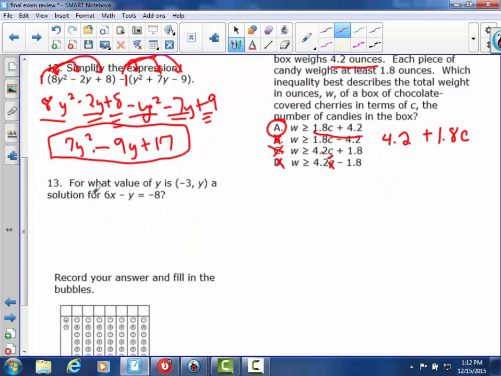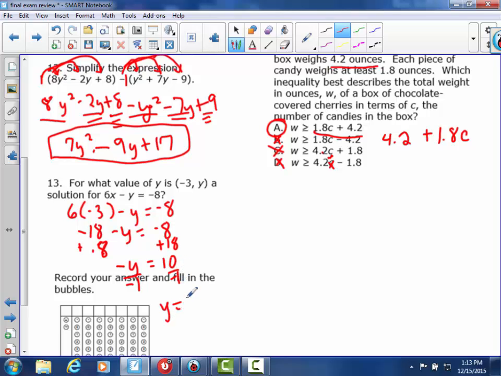Number 13. For what value of y is (-3, y) a solution for 6x minus y equals -8? Okay. Traditional method for doing this is we replace the x with -3 because it's a solution. Okay, and then we solve. We simplify and solve. We get -y equals 10. So we divide by -1. And y equals -10. Okay.